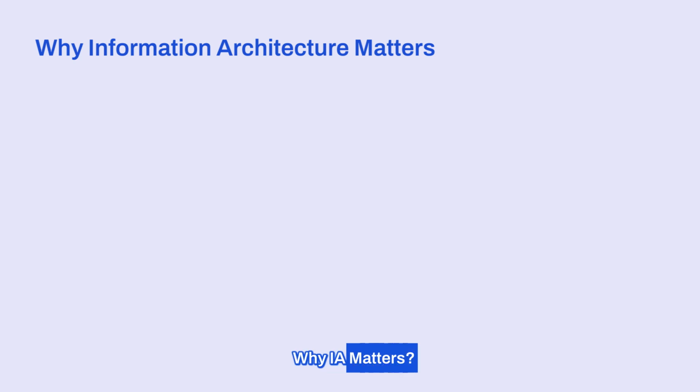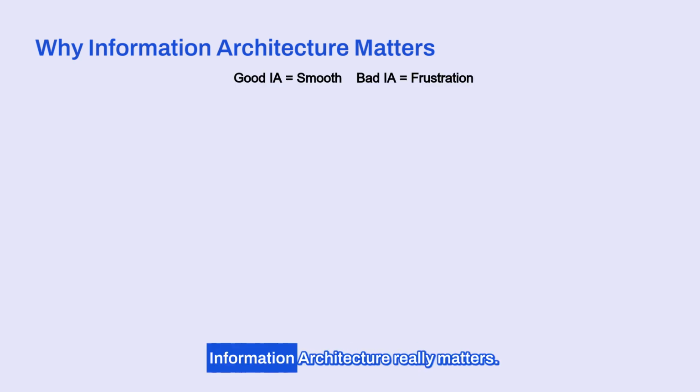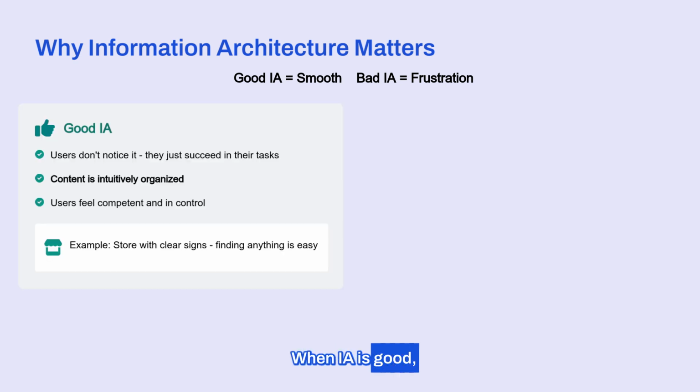Why IA matters. Let's talk about why information architecture really matters. When IA is good, users don't even notice it. They just succeed in their tasks. Content feels naturally organized, everything is easy to find, and users feel competent and in control. Think of a store with clear signs. You can quickly find what you need without stress.